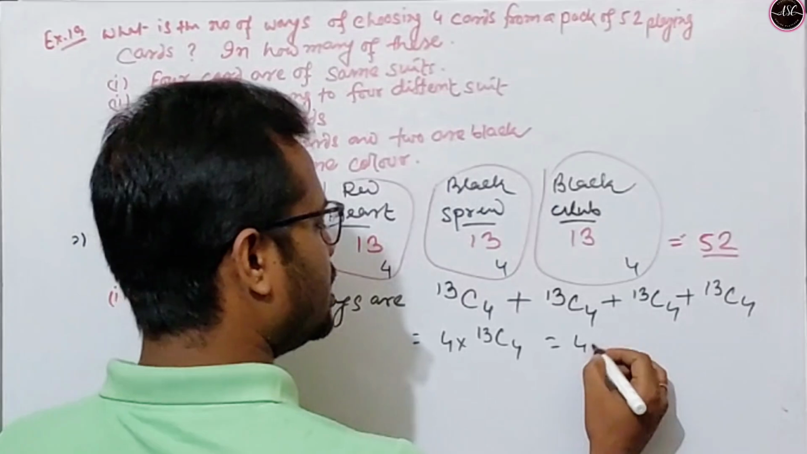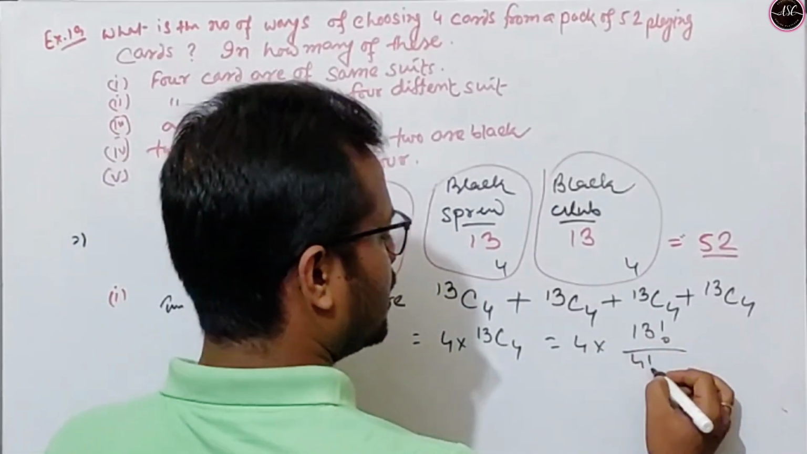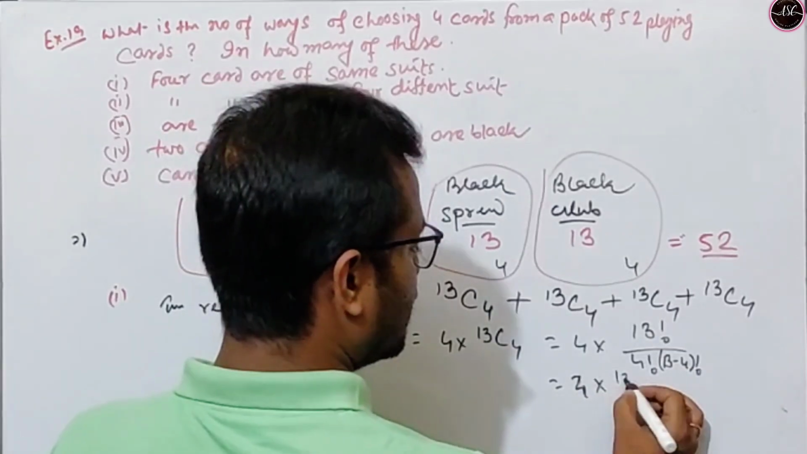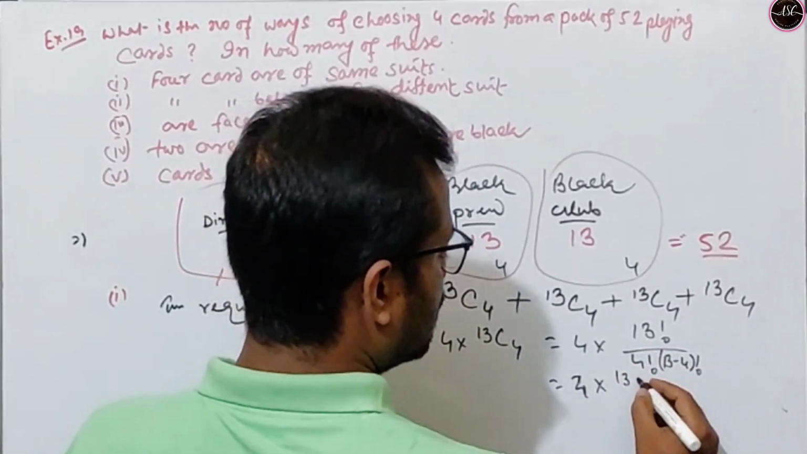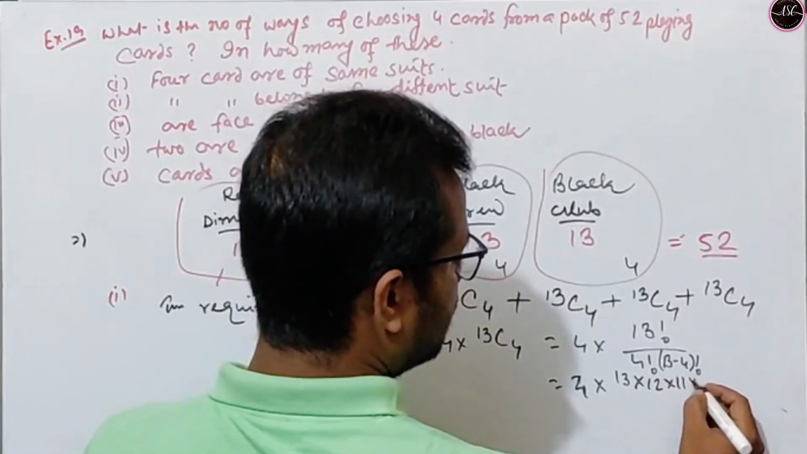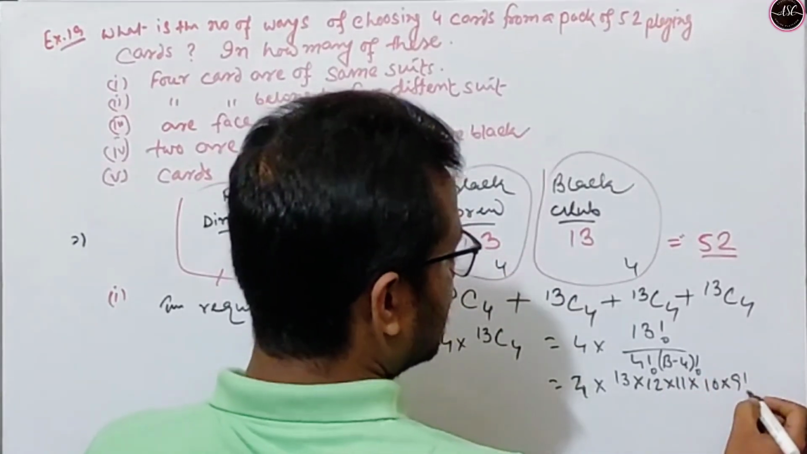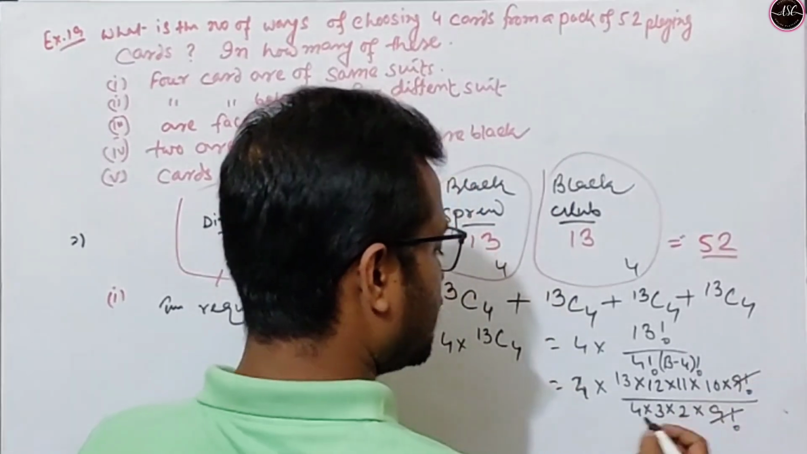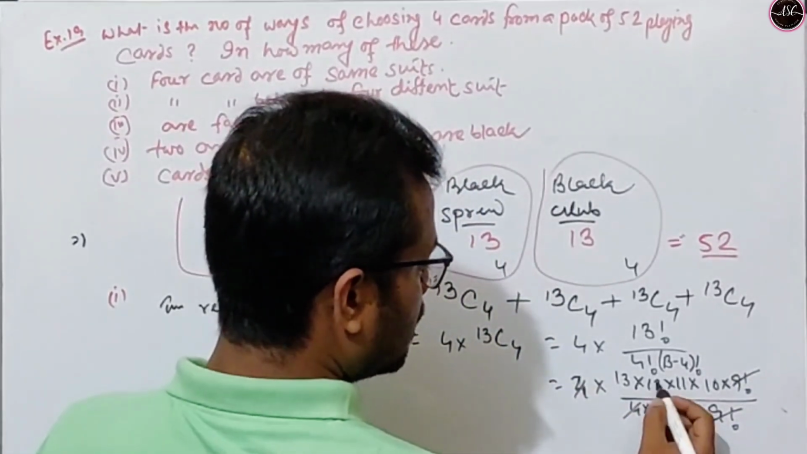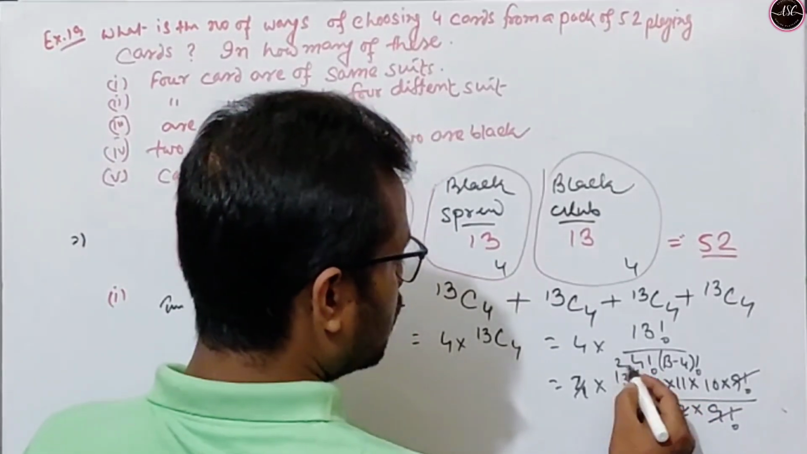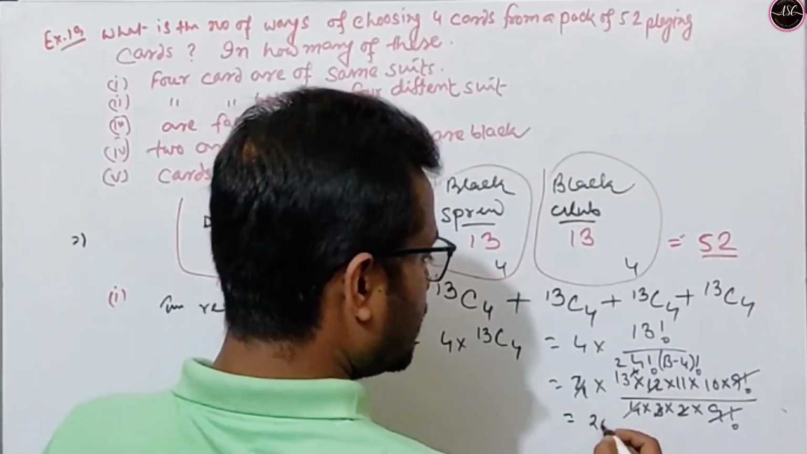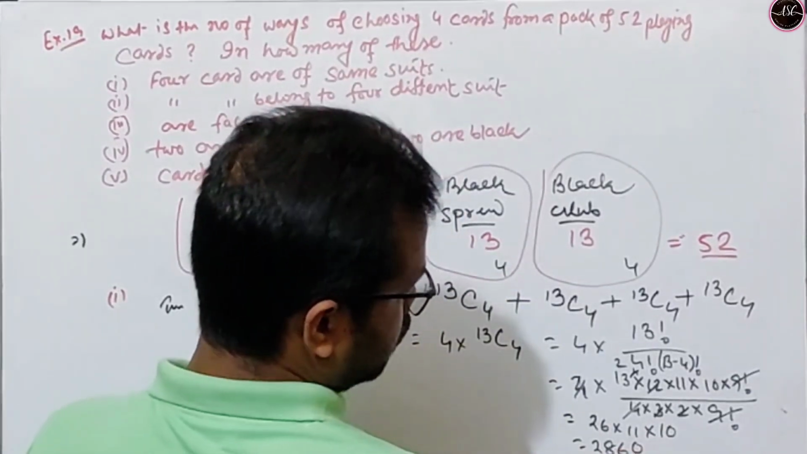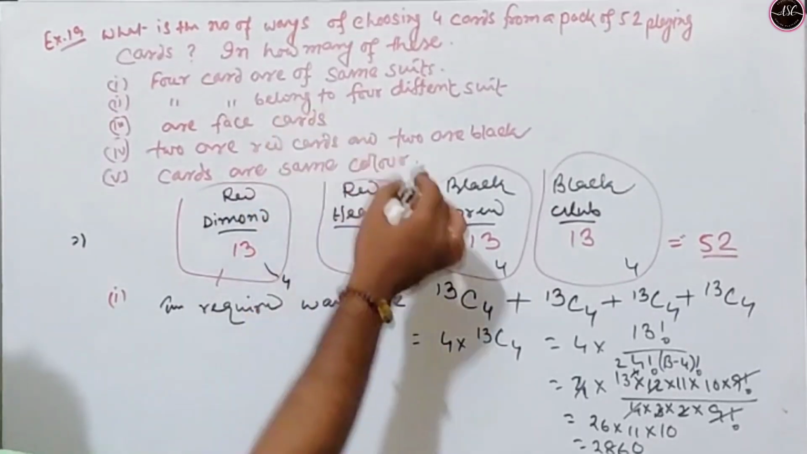Just calculating this, 4 into 13 factorial divided by 4 factorial into 13 minus 4 factorial. Therefore, we have 4 into 13 factorial divided by 9 factorial, equal to 13 into 12 into 11 into 10 into 9 factorial divided by 4 into 3 into 2 into 9 factorial. Cancel out 9 factorial, and 4 with 4, and 3 and 2. There will be 26 into 11 into 10. Therefore 2860. This will be 2860.